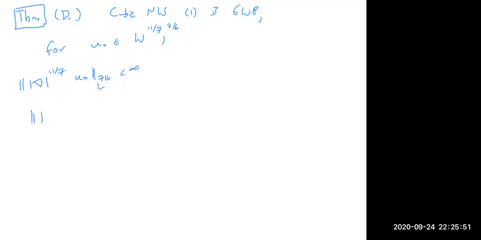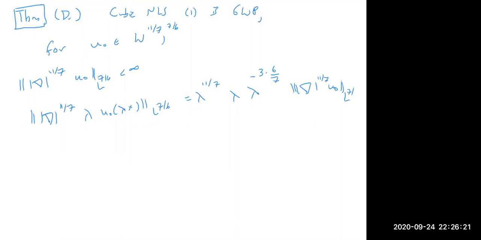Because you take your nabla to the 11/7 of lambda u_0 of lambda x in L^{7/6}, and that's going to equal, well, you pick up 11/7 from the derivative, and you pick up your lambda, and then you've got your change of variables formula, and that's nabla to the 11/7 of u_0. And then this is just 1. Turns out that's 1.